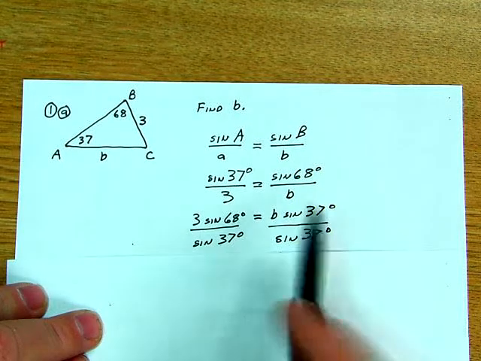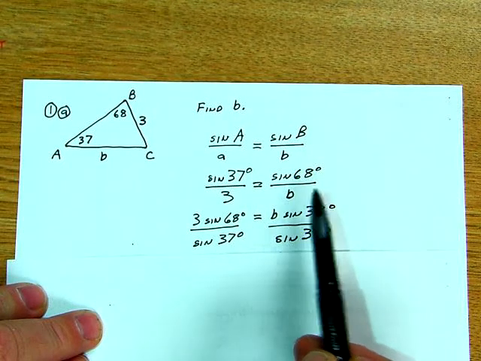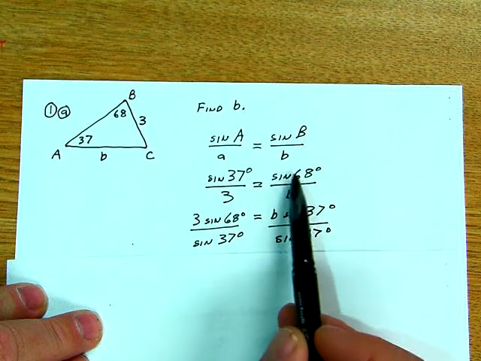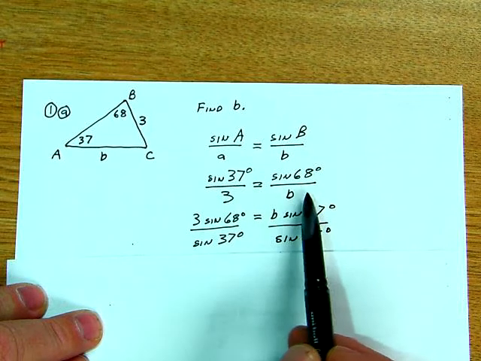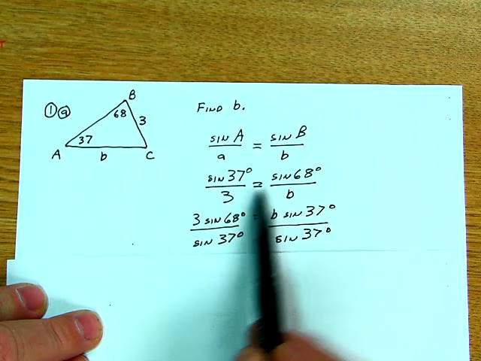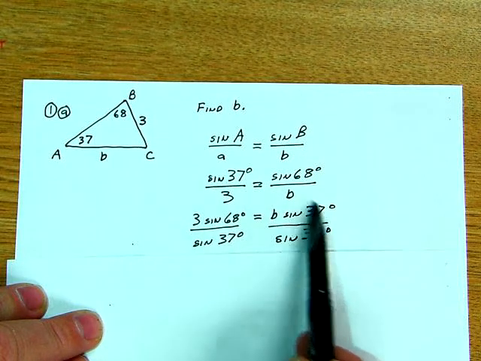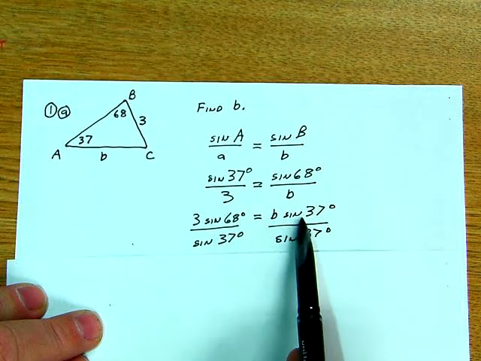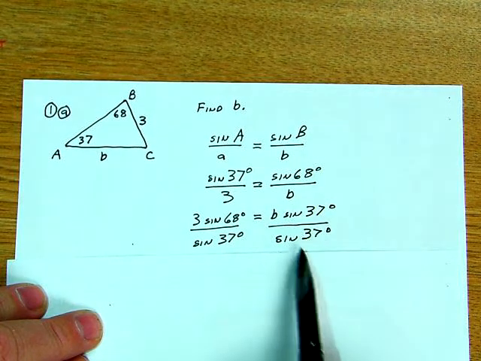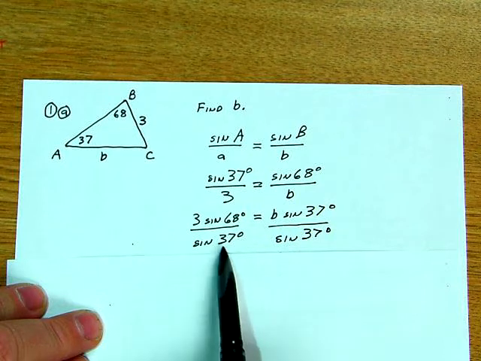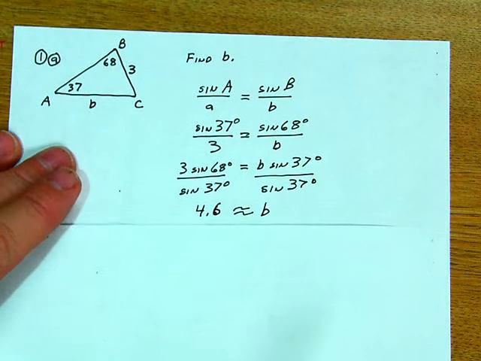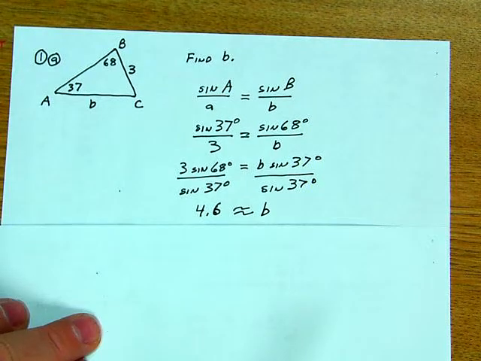And I then divide both sides. I'm trying to get B by itself, so I cross multiply and I get 3 times the sine of 68 on this side, and multiplying this way I get B times the sine of 37. I then divide both by the sine of 37, and I finally end up punching that into the calculator. B is equal to approximately 4.6.